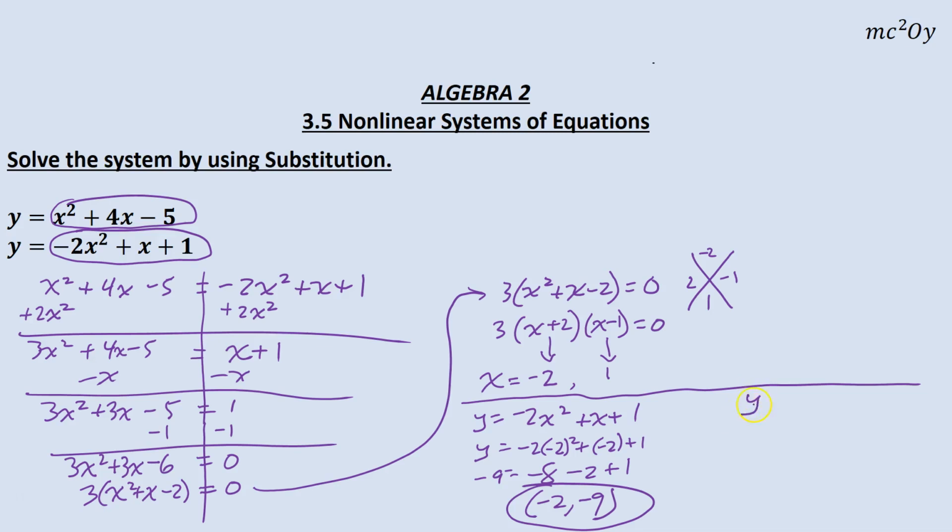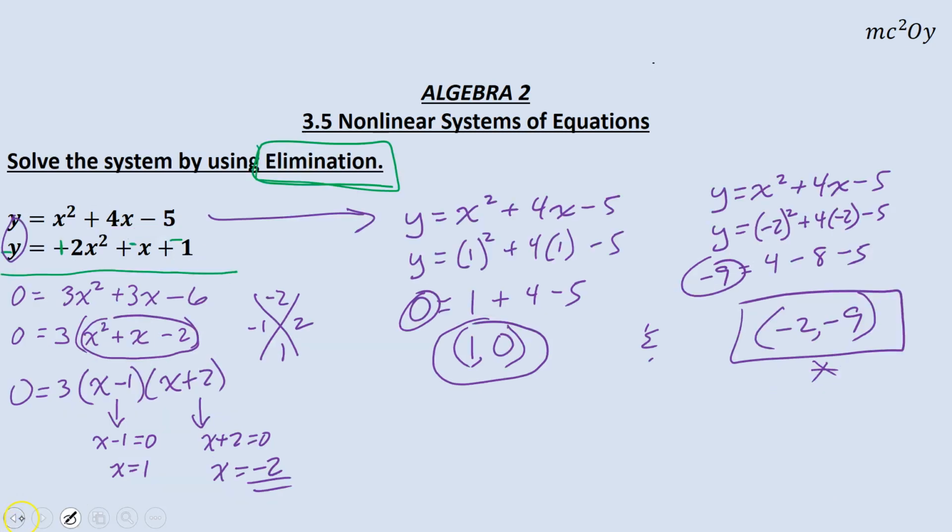And then if I had y equals negative 2x squared plus x plus 1, and I put in 1, I get an output of negative 2 times 1 squared plus 1 plus 1, or negative 2 plus 2, which is an output of 0. So when my input is 1, my output is 0. The point 1, 0 is my other solution, and notice that's the one that matches right there.